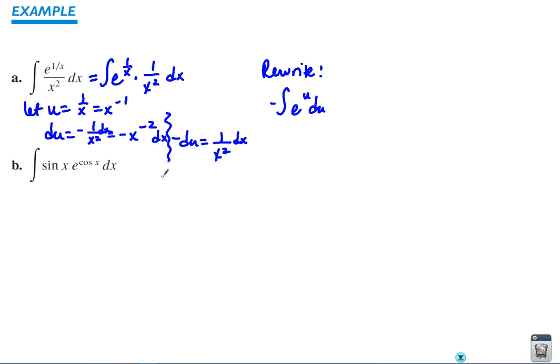Okay. So negative e to the u du, this is negative e to the u plus c, so negative e to the 1 over x plus c. Okay?